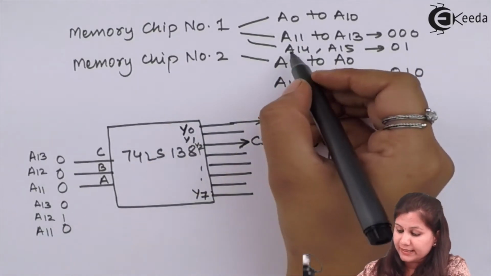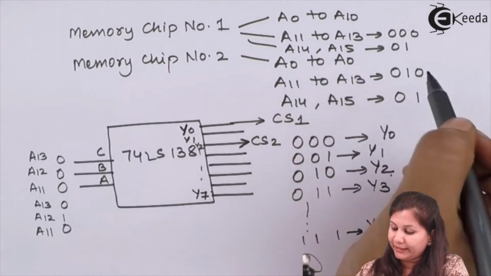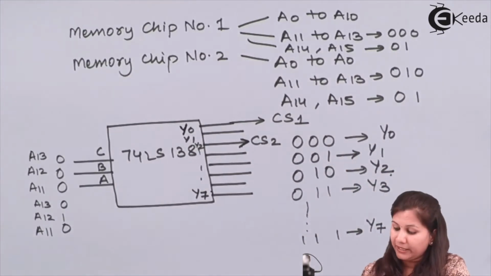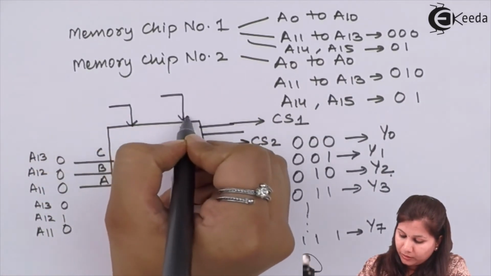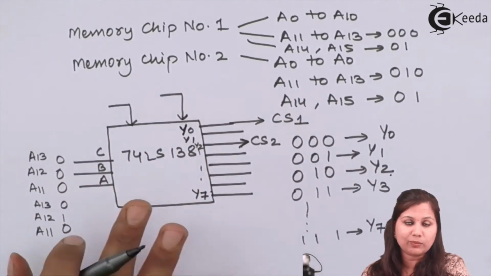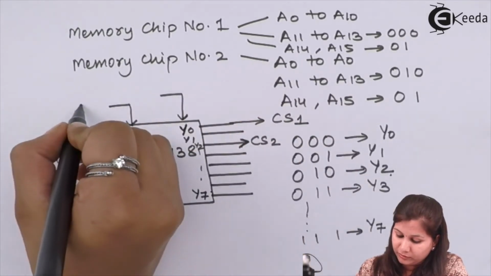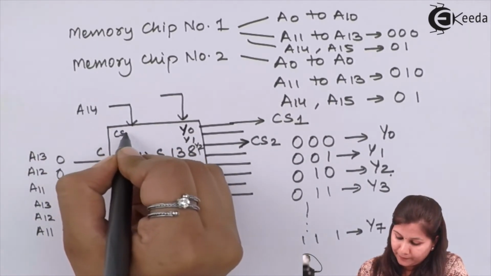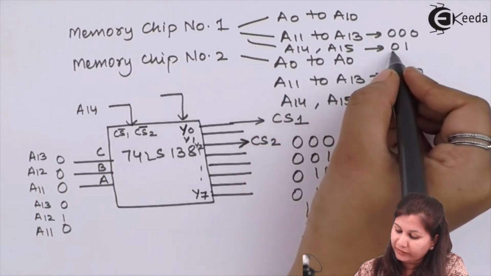Now the question is how to use A14 and A15. A14, A15 are constant for both the memory chips, so they will be used for selecting this decoder, the 74LS138 decoder. We will use A14 for the two select lines CS1 and CS2, which are active low lines. So A14 value is 0.